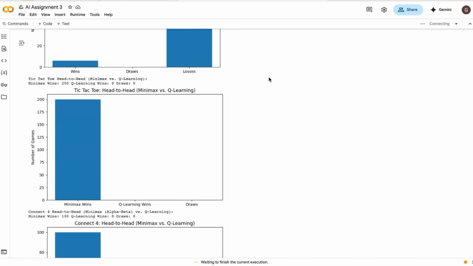So then we have 2 strategies directly, Minimax or its alpha-beta version versus the Q-learning agent in tic-tac-toe. The bar chart shows wins, draws, losses from the 200 head-to-head games, and this direct comparison shows the strengths and trade-offs between the heuristic-based and learning-based approaches.